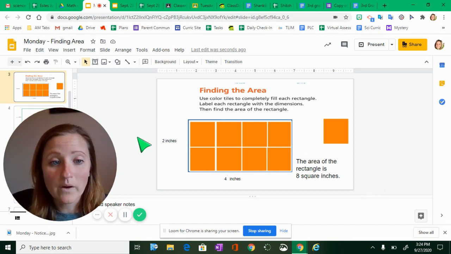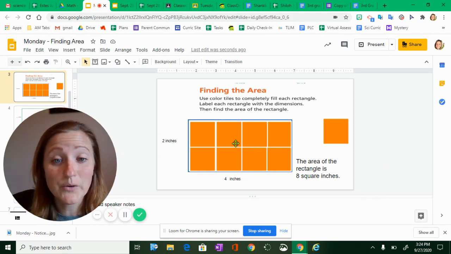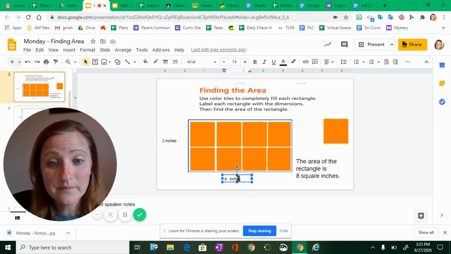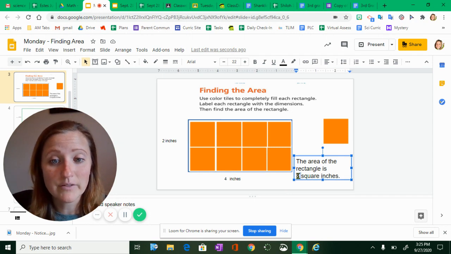So we are going to practice this with a few more slides. You're going to move the squares into the rectangle, label the two sides, and then count how many squares are in there to know the area of this rectangle.